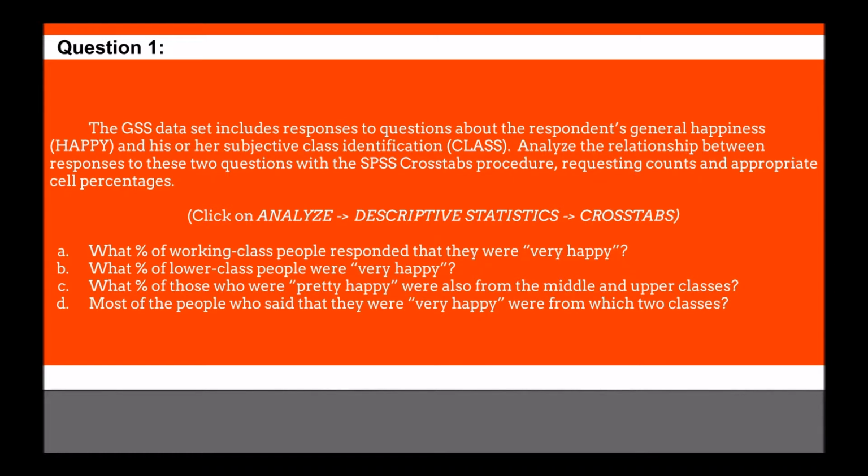So in order to do that, we click on Analyze, Descriptive Statistics, and then Crosstabs, and then we'll use the information we get from SPSS to answer these first four questions, like what percent of working class people responded that they were very happy, what percent of lower class people were very happy, what percent of those who were pretty happy were also from the middle and upper classes, and most of the people who said they were very happy were from which two classes.